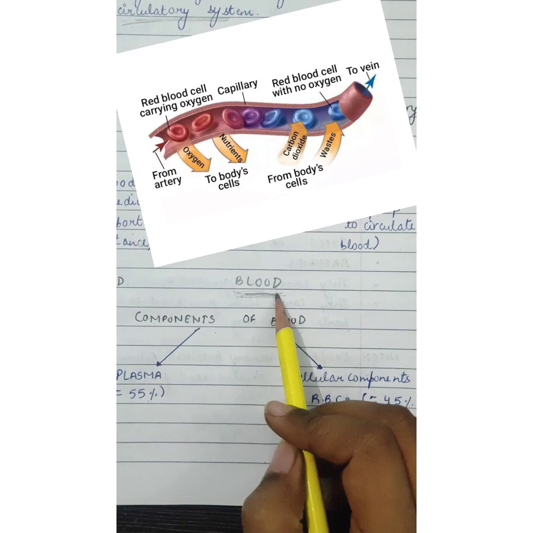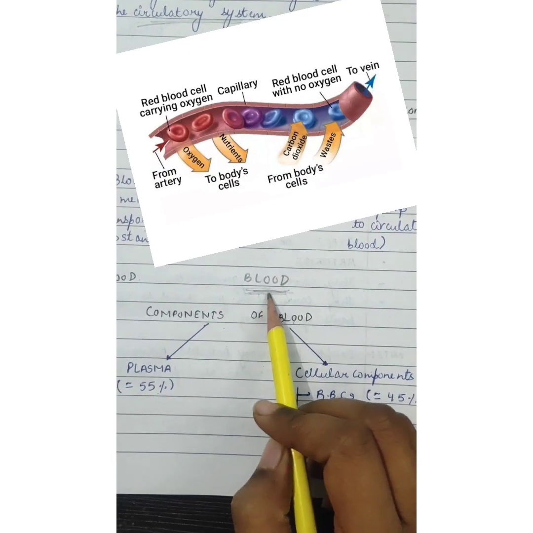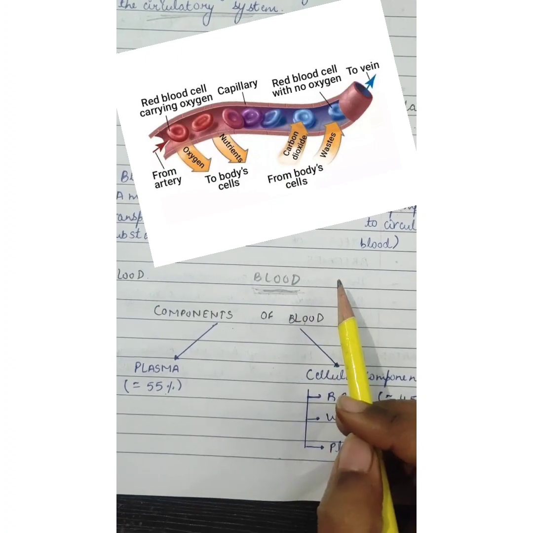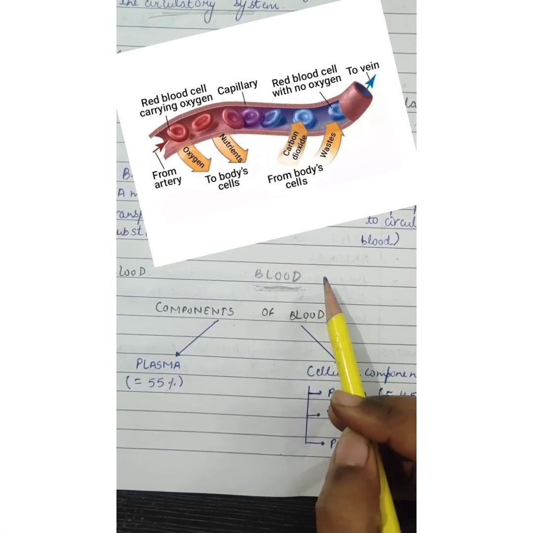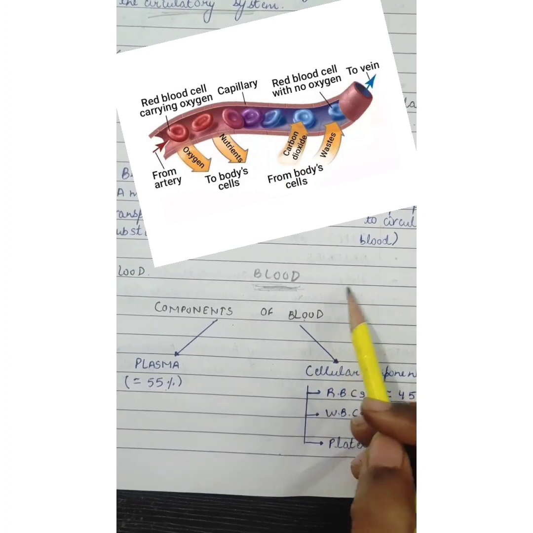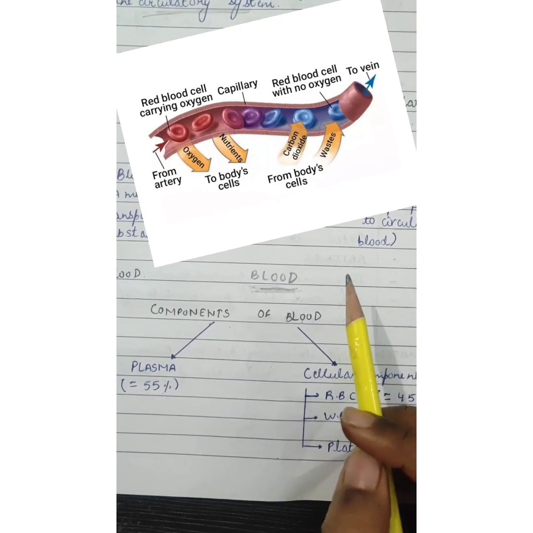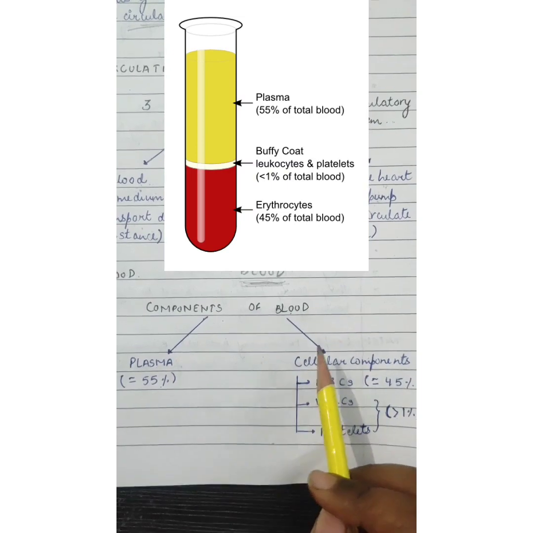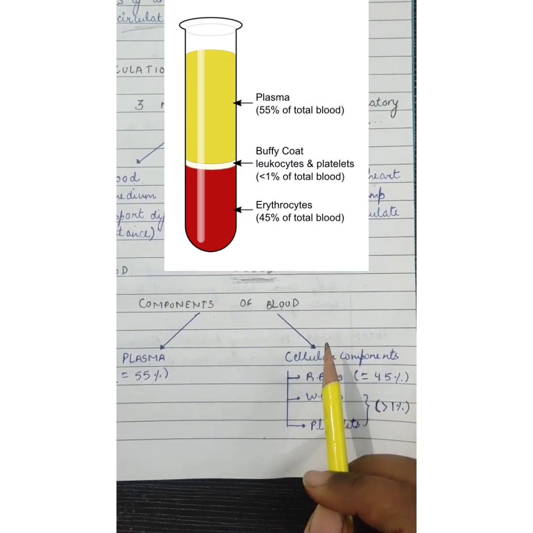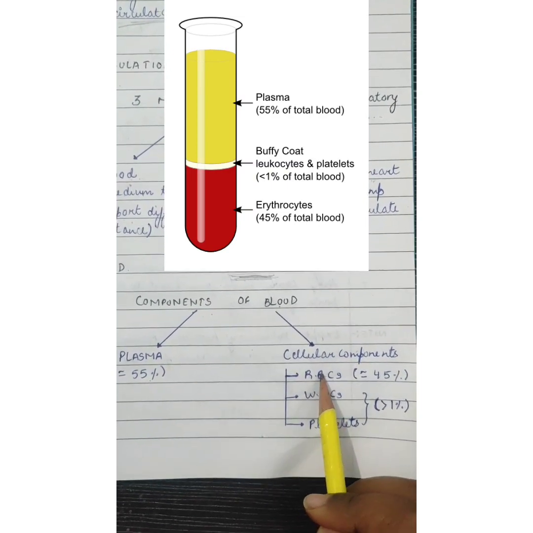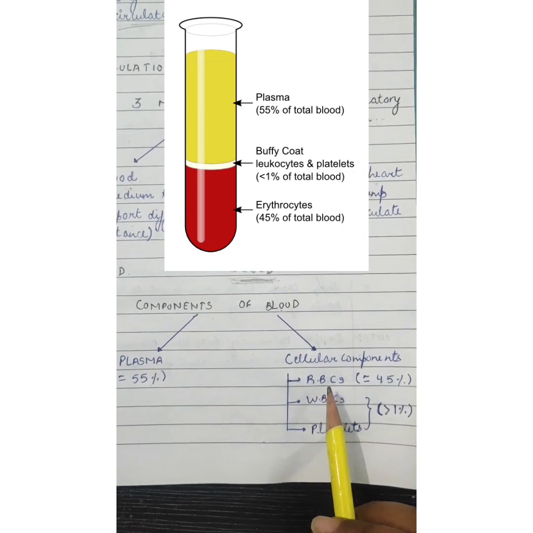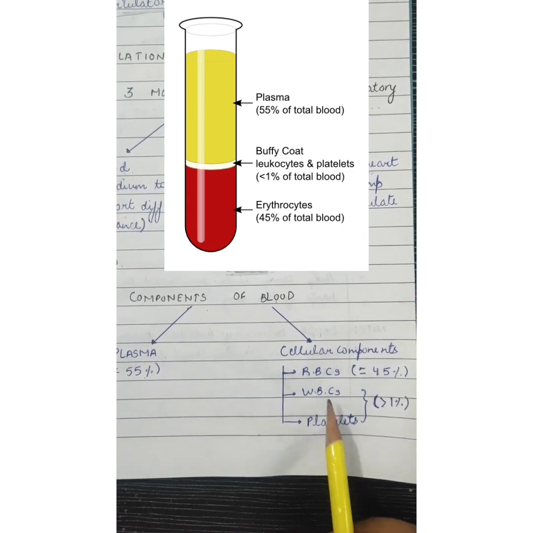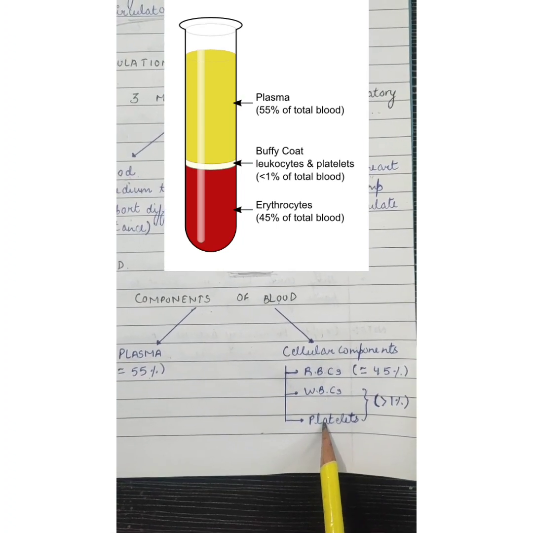Next, blood. Blood is a red liquid that transports oxygen, nutrients, carbon dioxide, and other waste products inside the human body. Blood can be divided into plasma and cellular components, where cellular components include RBCs, that is red blood cells, WBCs, that is white blood cells, and platelets.